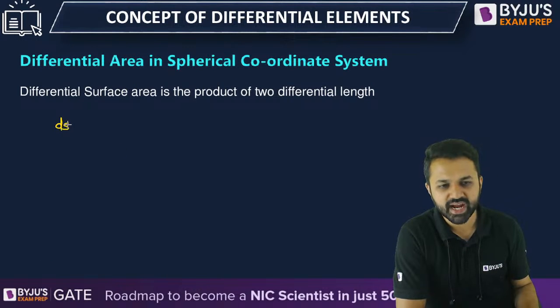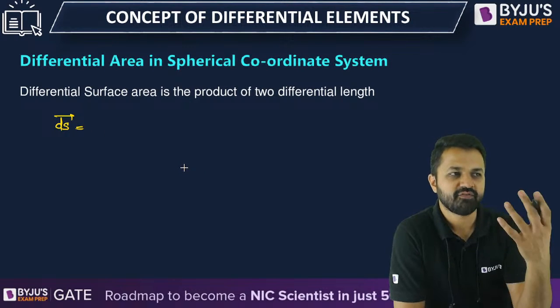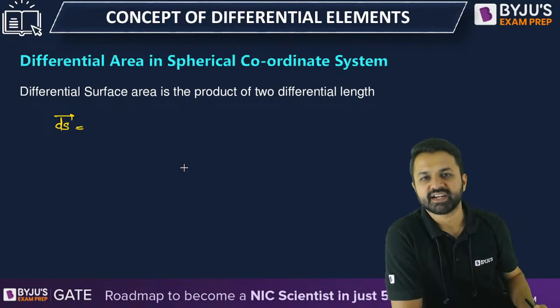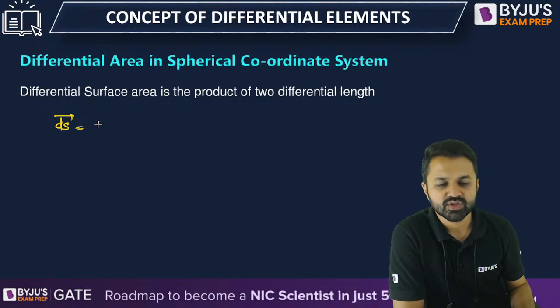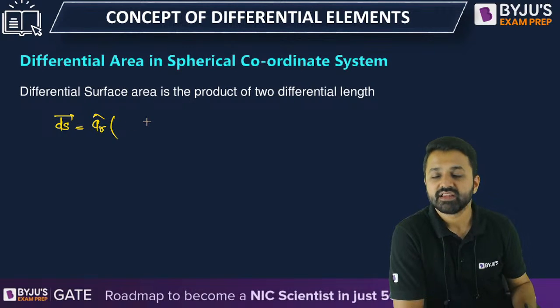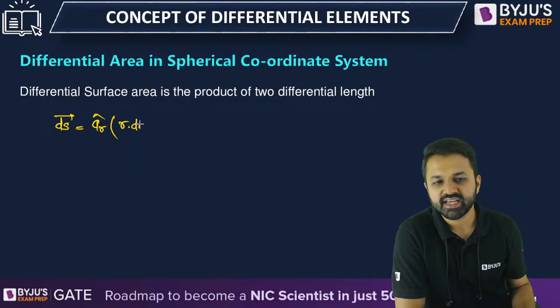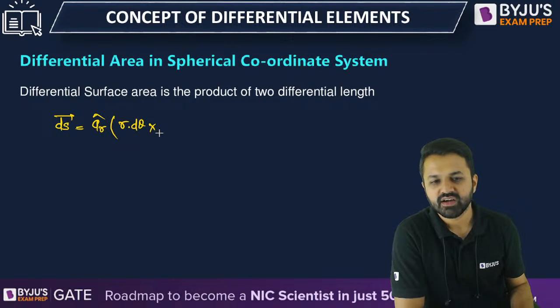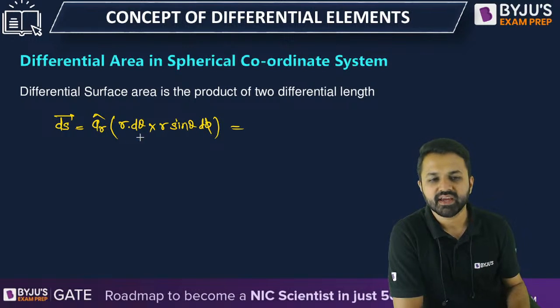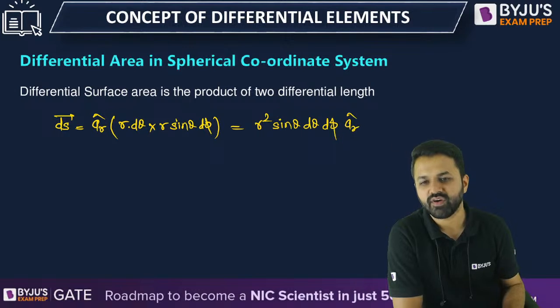I told you that to write the differential surface, first of all, you have to choose the direction. If you are selecting any surface, first try to find the direction of the surface. Suppose I am finding the direction which is r. If the direction is r, then what is the coefficient of the other two? The coefficient of theta is r d theta, and the coefficient of phi is r sin theta d phi. So what will be my differential surface? This is r square sin theta d theta d phi in the direction of r.